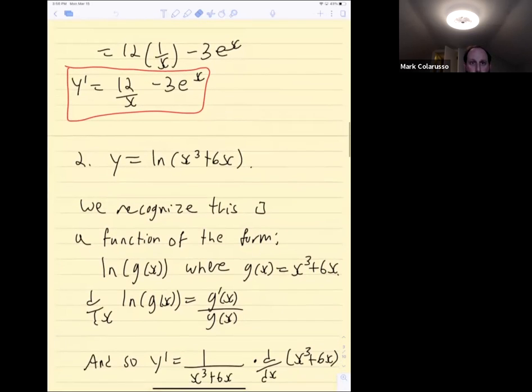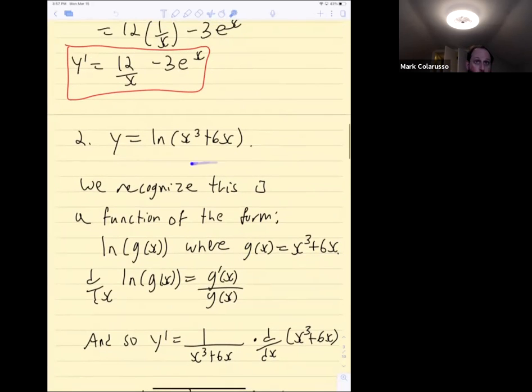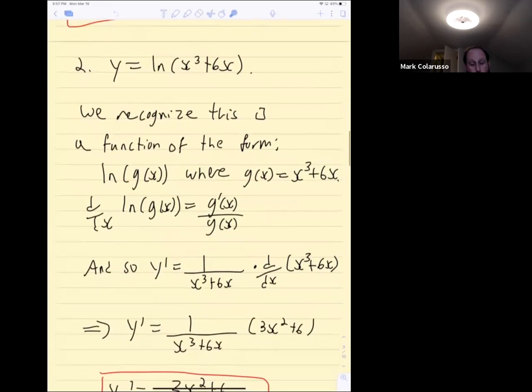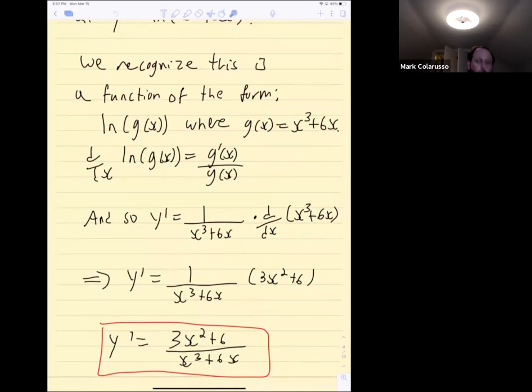In this case, it's fairly straightforward because g of x is relatively easy. So y prime, the derivative of this, is 1 over x cubed plus 6x times the derivative of g of x, g prime, right? So the derivative of x cubed plus 6x is just 3x squared plus 6. So when the dust settles, you get y prime is 3x squared plus 6 divided by x cubed plus 6x.